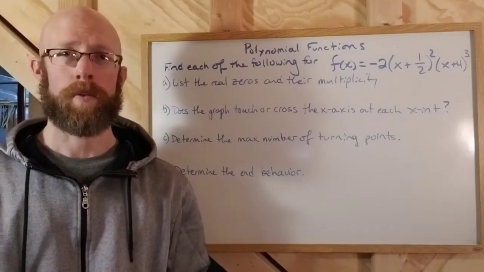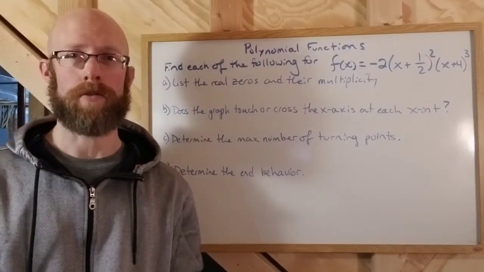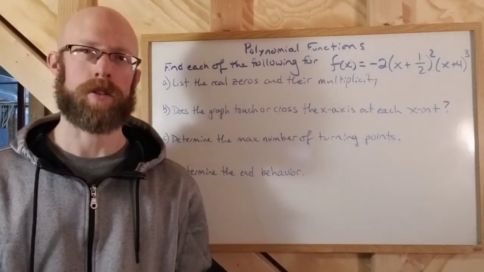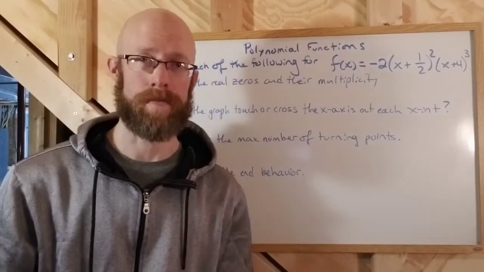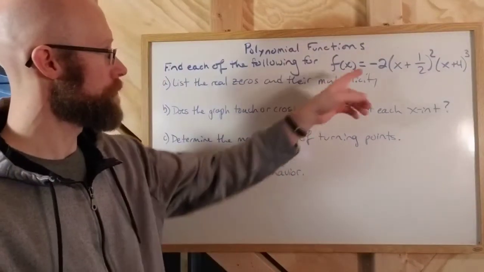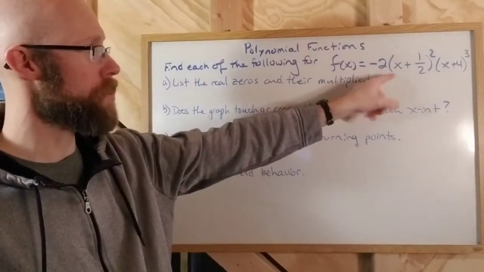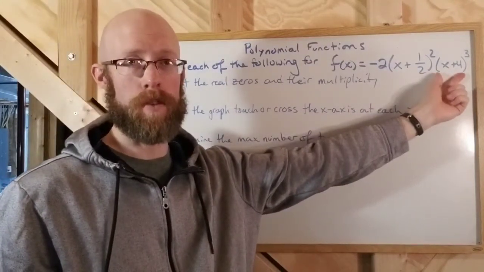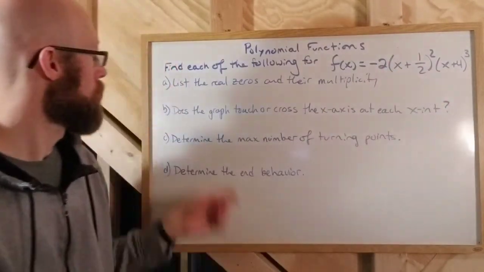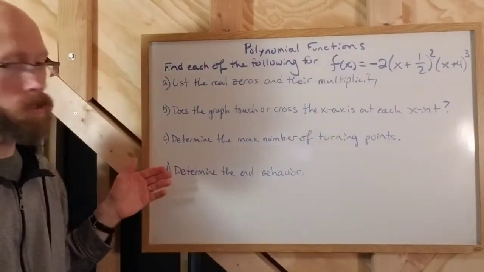Or in this example, we're going to be looking for many different features of the graph. We're going to start to analyze the graph of a given function rather than creating the function. Okay, so here I'm given the function -2 times the quantity x plus 1/2 squared times the quantity x plus 4 cubed. I've got a list of things we're going to look for.